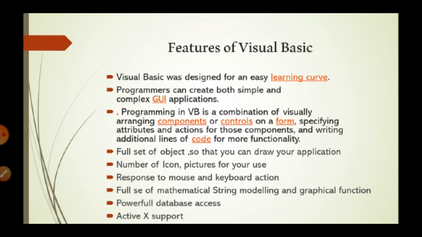Next, programming in VB is a combination of visually arranged components or controls on a form, specifying attributes and actions for those components, and writing additional lines of code for functionality. It means particular controls are placed on the form, then you specify the attributes and actions of those controls, and you can write more code for more functionality.